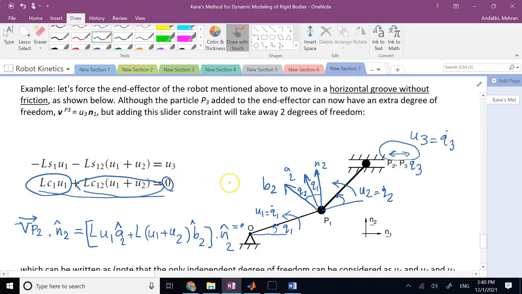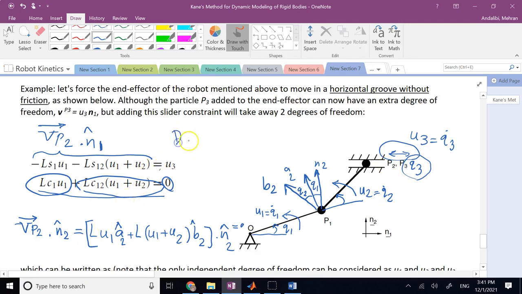So it says the horizontal component of Vp2 should be equal to U3. And this is exactly that. This is V of P2 dot N1. This thing should be equal to U3. So you see, I added one extra degree of freedom to the system, Q3 now, which is the horizontal motion between 2 and 3. But it came with two extra constraints.